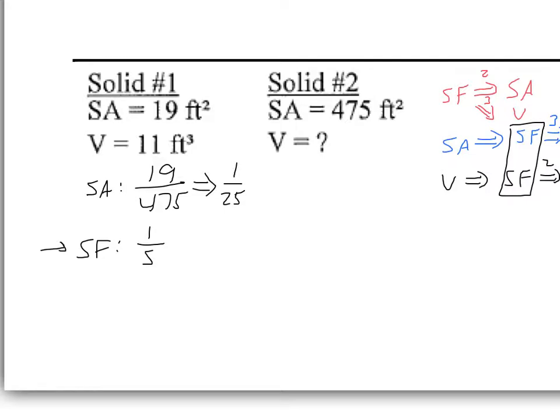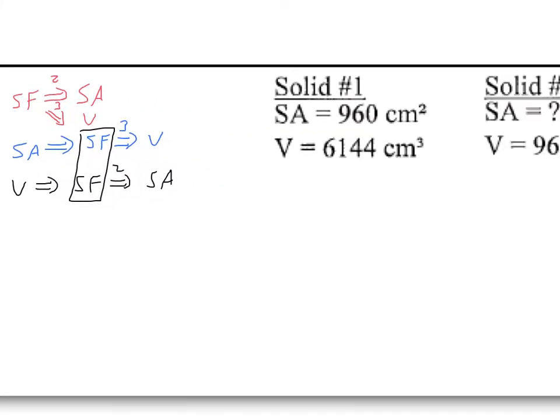Now that's important because now I can cube it, which will give me 1 over 5 times 5 times 5, which is 1/125. That is my ratio to help me make my proportion. I'm going left to right here, so I will go 11 over an unknown. If I cross multiply, we'll get 1,375 feet cubed. All right, let's try the other one.